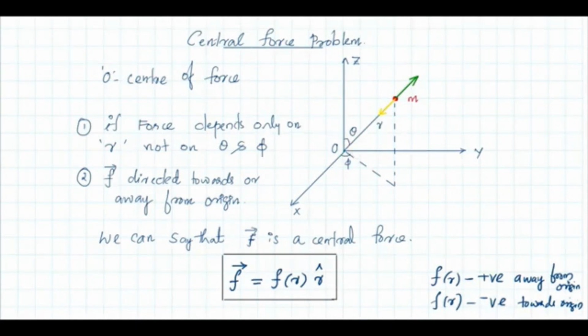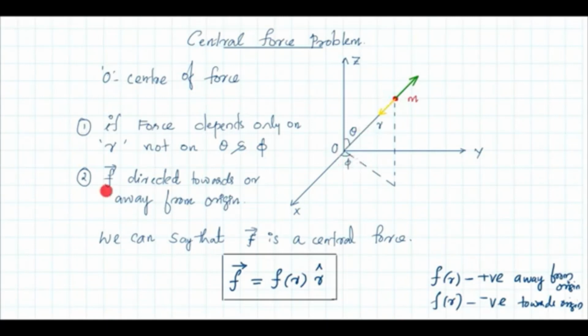Okay. Now, if the force acting on this particle satisfies two conditions, the first one is that the force depends only on r, not on theta and phi. The force acting on this particle will be the same if you vary theta or if you vary phi. It will change only if you vary the radial distance. That is the meaning of this first statement. The force acting on this particle m depends only on the radial distance. It is independent of theta and phi.